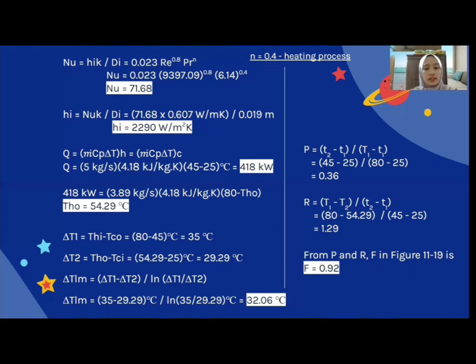To calculate the value of the heat transfer coefficient, we just substitute the value of the Nusselt number, the value of the thermal conductivity, and the inner diameter of the tube. The heat transfer coefficient is 2290.